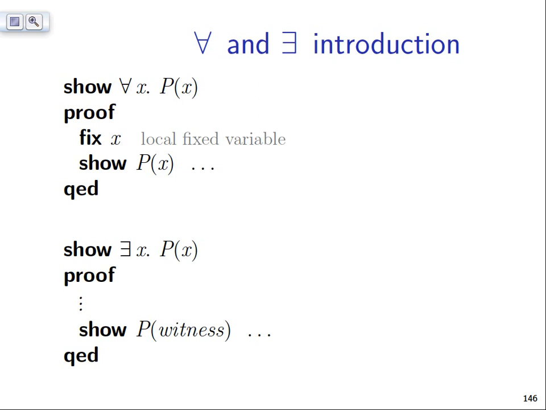In some sense, that's the beauty of logic, that all you need to do in order to prove a universally quantified formula is you pick some new name and you prove it for that name. And then you know you've proved it for everything, because the name was new. And that's exactly what the fix does. It introduces some new local name.